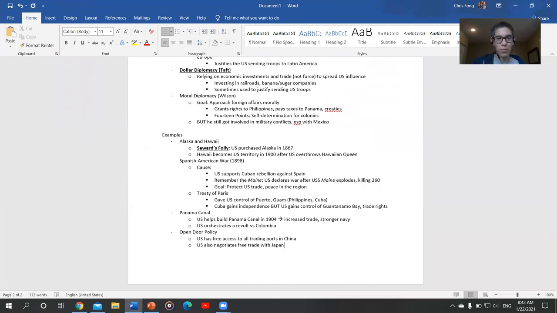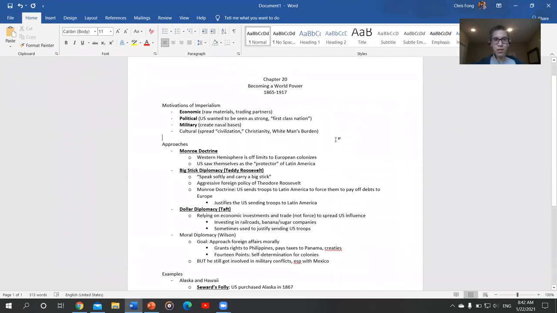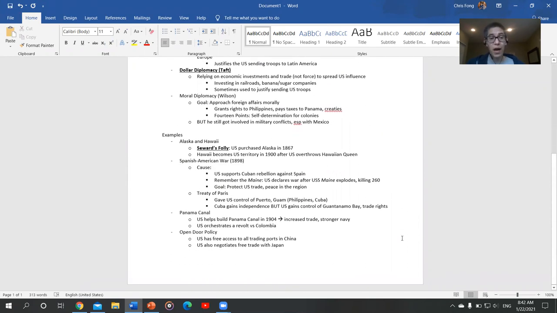All right, so to recap, cool, we are exactly at one page, awesome. Again, I was jumping around in the notes a little bit, but we've got our motivations of imperialism and our different approaches, both aggressive using force and economics. Pause here if you need to. And then we've got some different examples of imperialism as well. I'm actually going to highlight the Treaty of Paris, I'm just going to highlight the Spanish-American War in general. And then the Panama Canal as well. So we have some military examples, Spanish-American War, Hawaii, and we have some dollar diplomacy examples, Panama Canal, kind of, sort of, open door policy as well.